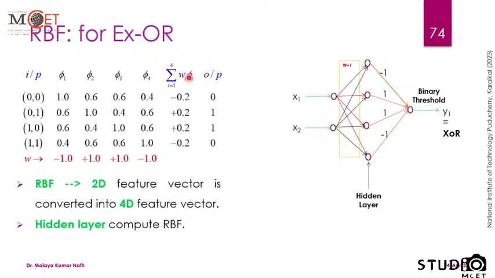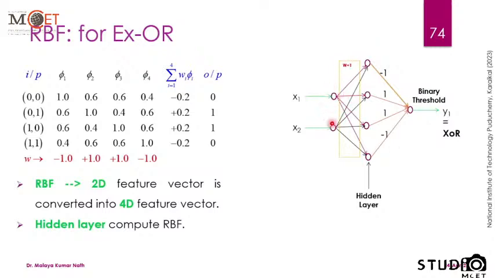So what is this radial basis function doing? It is mapping a lower dimension to a higher dimension. That means it makes a 2D feature vector into a 4D feature vector. How can we realize it in the neural network? It can be realized by the addition, or introduction, of a new layer into the neural network.